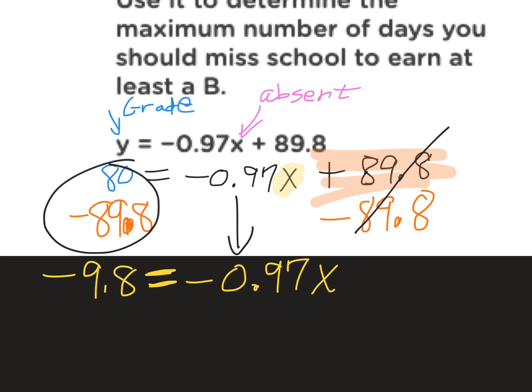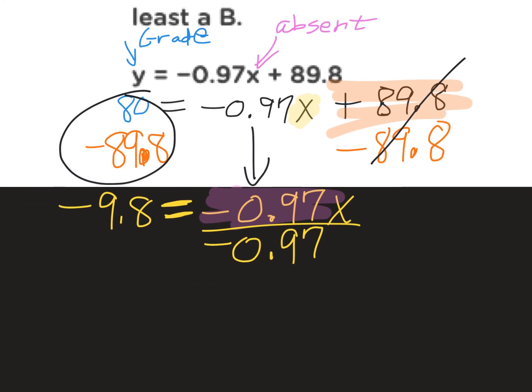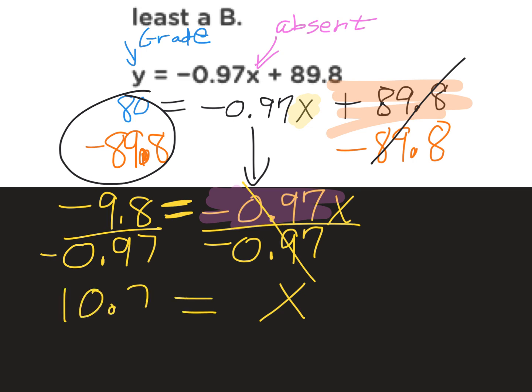What's the last thing I need to get rid of? That negative 0.97, right? How am I going to get rid of that? What am I going to do? Divide. All right, so that cancels, leaves me with an x. What I do on one side, I have to do on the other side. I know it's going to be like 10 point something. What is it? 10 point what? 10.2? That's fine. 10.2-ish. I didn't specify how to round. So that means you can miss 10 days and maybe a few minutes of another class.